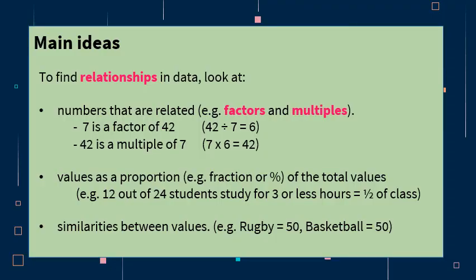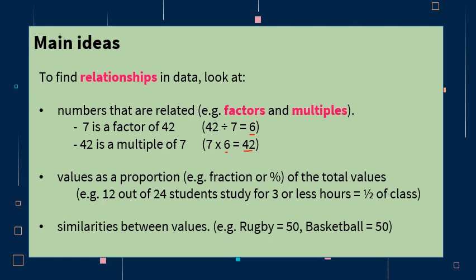So today it was all about finding relationships in data. To do this, we want to look at, firstly, numbers that are related. So there might be factors of one another or multiples. So for example, 7 is a factor of 42 because 42 can be divided evenly by 7. We get a whole number, which is 6. Also, 42 is a multiple of 7. So 7 times another number, we end up with 42, which is 7 times 6. So there's a relationship between 7 and 42. So if you had that in your data display, you could make a statement about that. You could find that relationship.